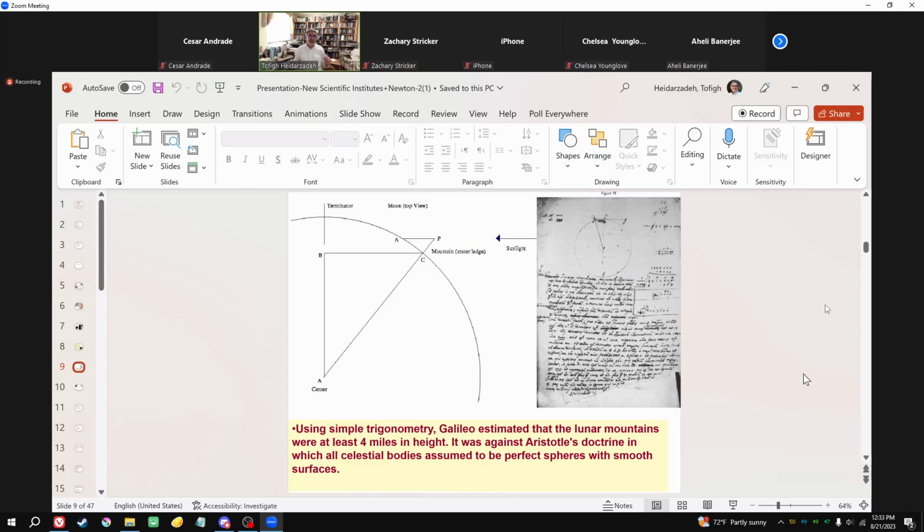Remember, we already talked from Kuhn's book that they were able to find out the ratio of the size of the moon to the size of the earth, the ratio of the size of the sun to the size of the earth, though that ratio was not correct. But using that ratio, he was able to calculate the height of these mountains. And again, mathematics, observation, new ideas about the universe.